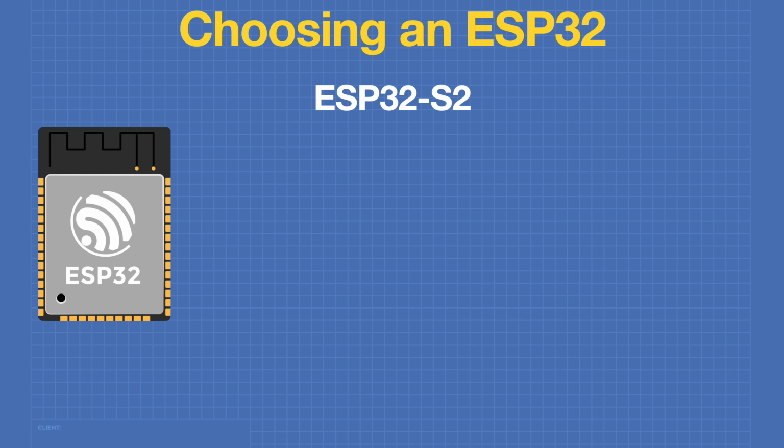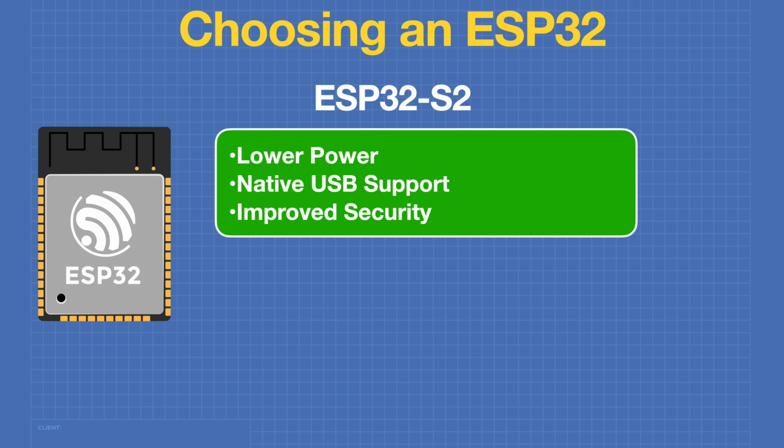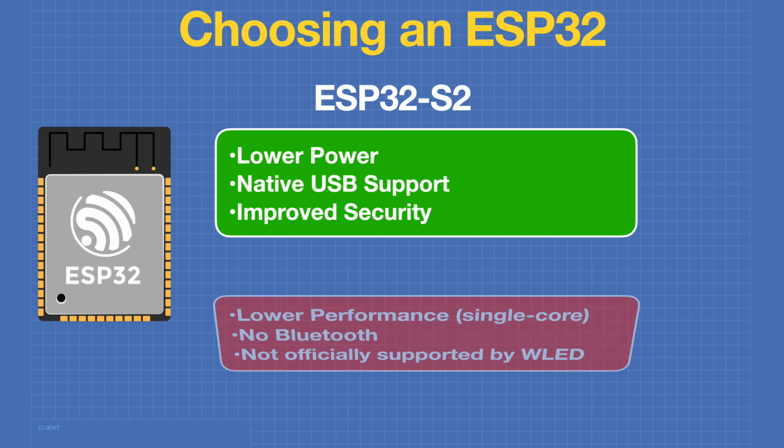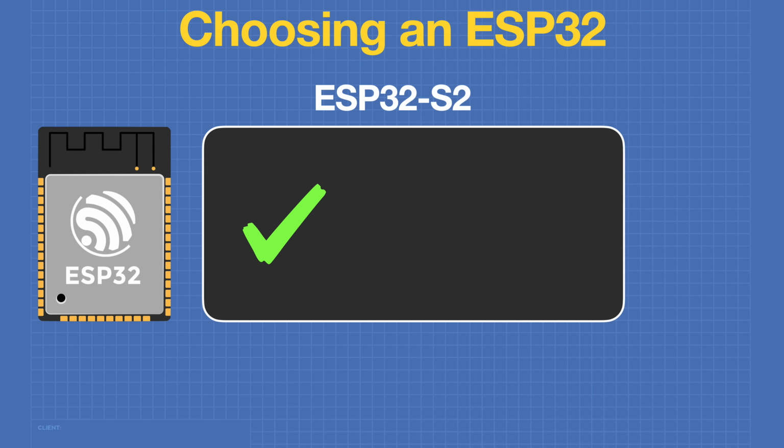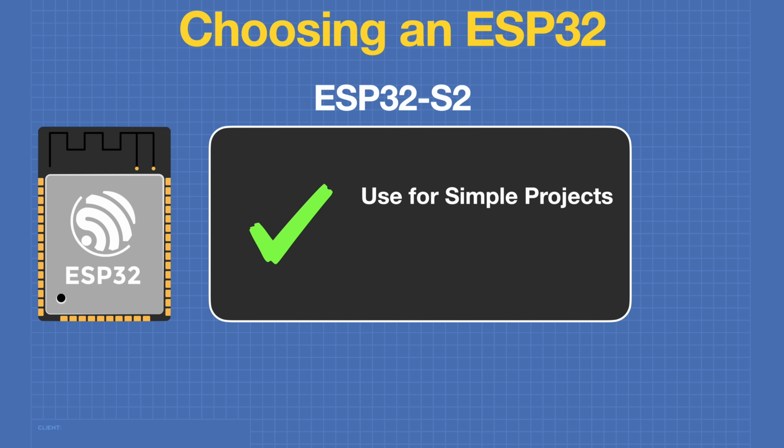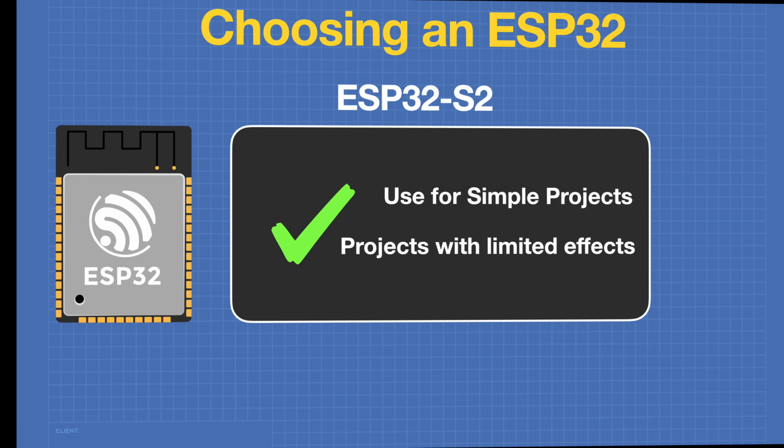The ESP32S2 is a lower-powered device that has native USB support and improved security. It's a single-core unit, so it has lower performance, and it doesn't have Bluetooth. It's also not officially supported by WLED, but many installations have been done successfully with it. This could be used for simple projects and projects with limited effects.